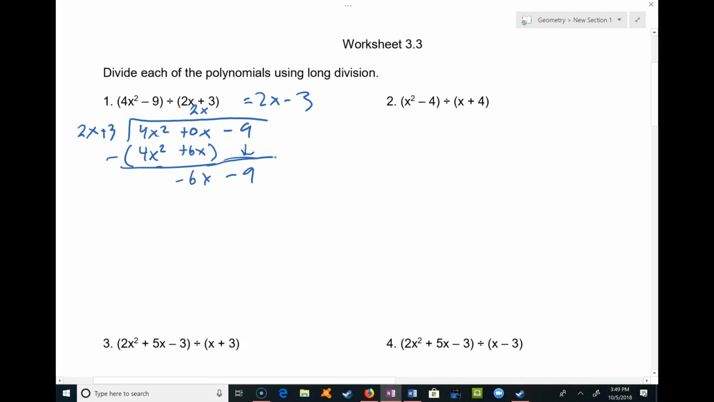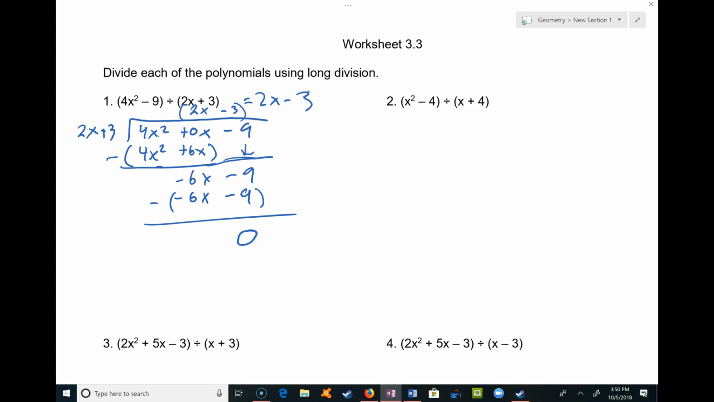Okay, so now we're going to say, what times 2x equals negative 6x? And that, of course, would be negative 3. Negative 3 times 2x is negative 6x. Notice again, it matches up exactly. Negative 3 times 3 is negative 9. So then we subtract. Negative 6x minus negative 6x is 0. Negative 9 minus negative 9 is 0. And we get no remainder. And so you see, this answer is the same answer we got when we just factored it and canceled it. Okay? So this is not doing anything different than the dividing we've been doing.